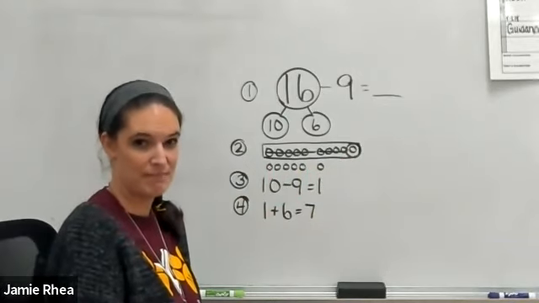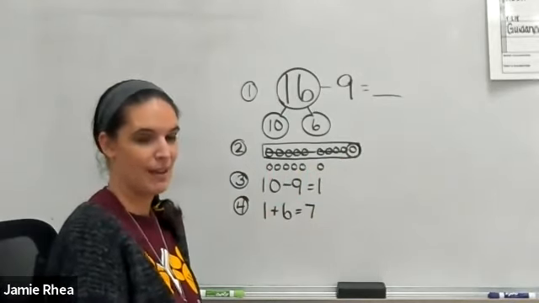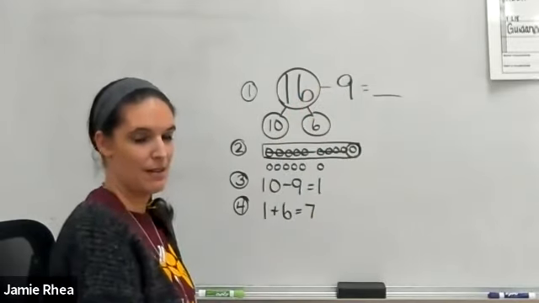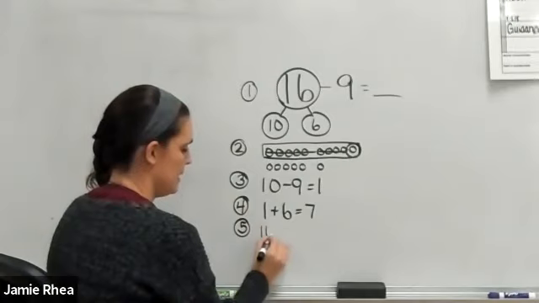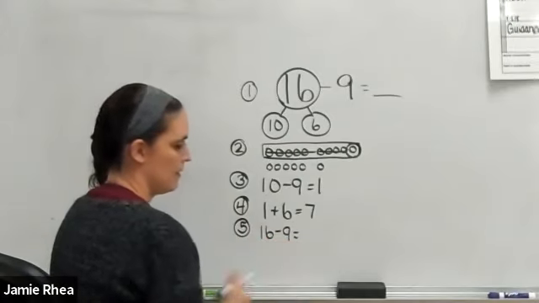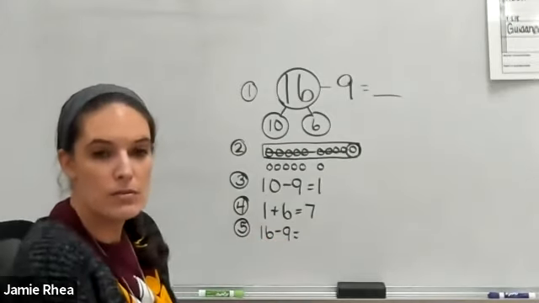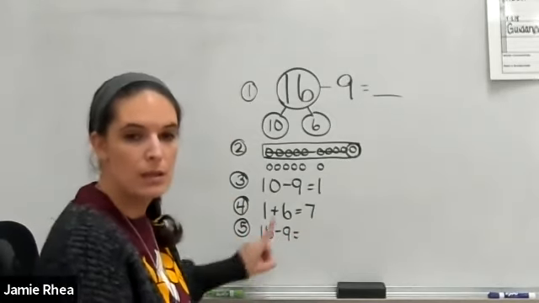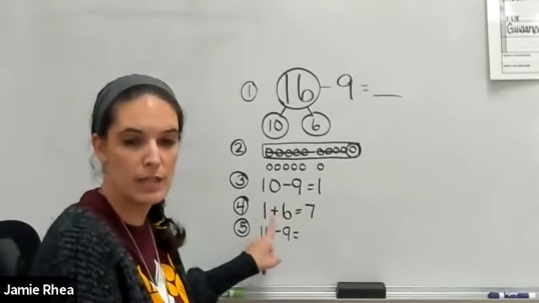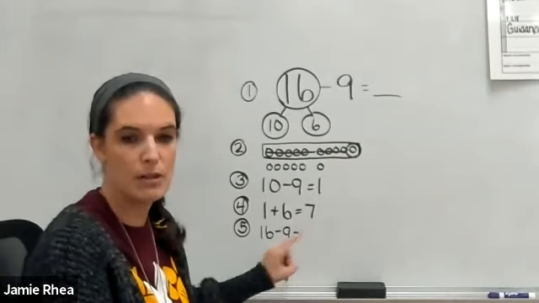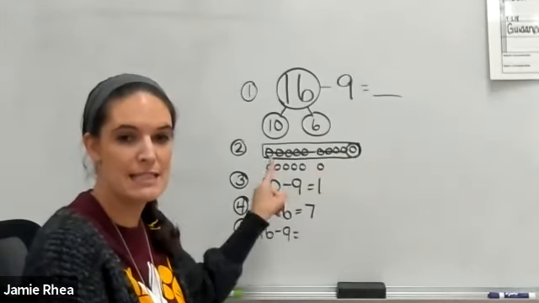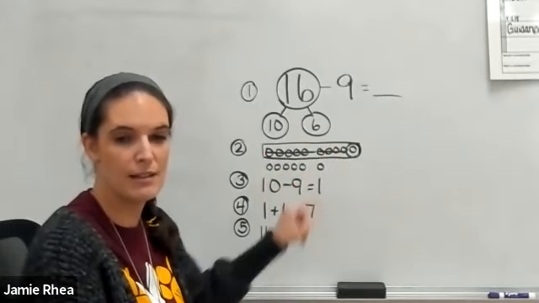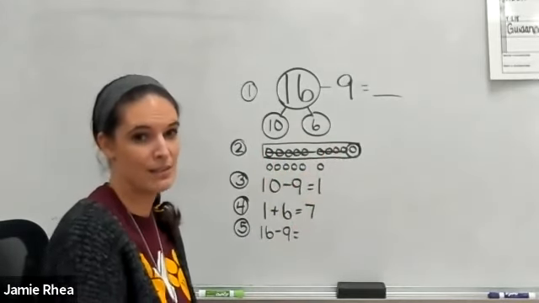Am I done? I haven't answered 16 minus 9. So that's going to be step 5. 16 minus 9. Now, guys, I'm going to go ahead and tell you this right now. Whatever you had left over that you add together is going to be your answer. Because right here, I drew 16 and I crossed out 9. And it gave me 7 left over.